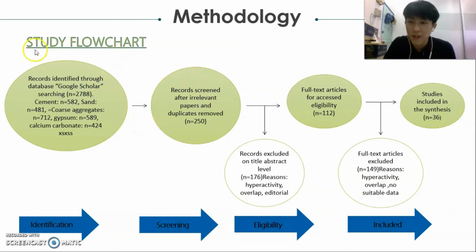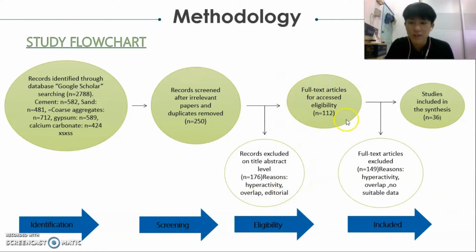After we've done the first process, we move on to the second process. The second process of the methodology is screening. This method is used to identify the related and not related articles to our topic. The number of records screened after duplicates are removed is 250. The number of records excluded on title and abstract level is 176, and the reasons are hyperactivity, overlap, and editorial.